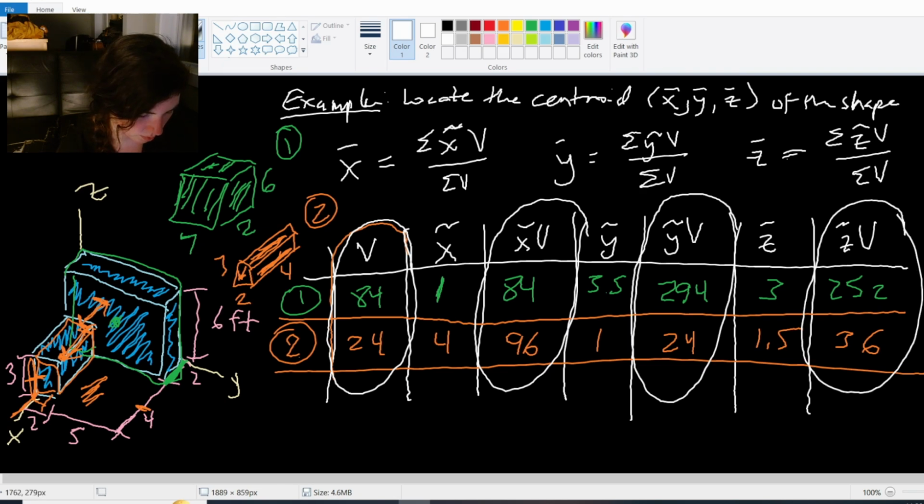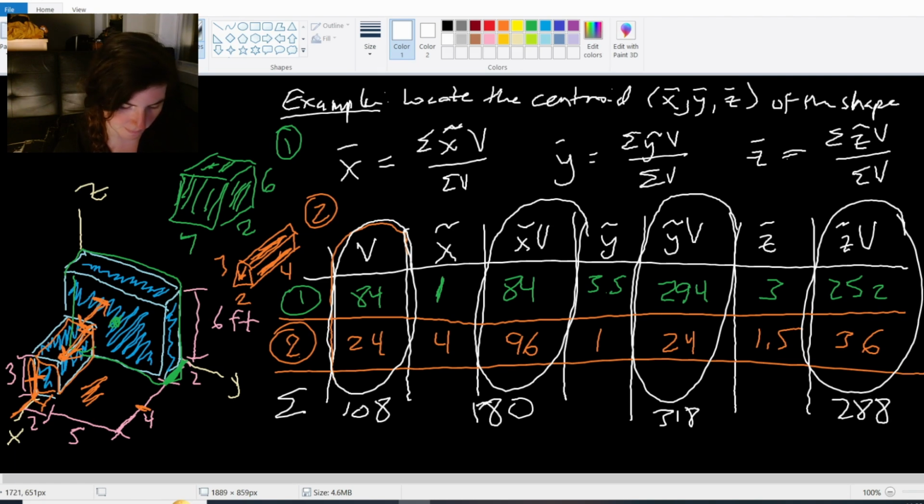So I've got 84 plus 24 if I sum down the volume column. So I'm going to put a summation here just to keep that in my mind. I've got 108. Here, x times v, I've got 180. If I add those down, 294 plus 24 is 318. And then my zv, 252 plus 36 is 288. So now I've got all those numbers, just plug them in so they'll spit out my answers, right?